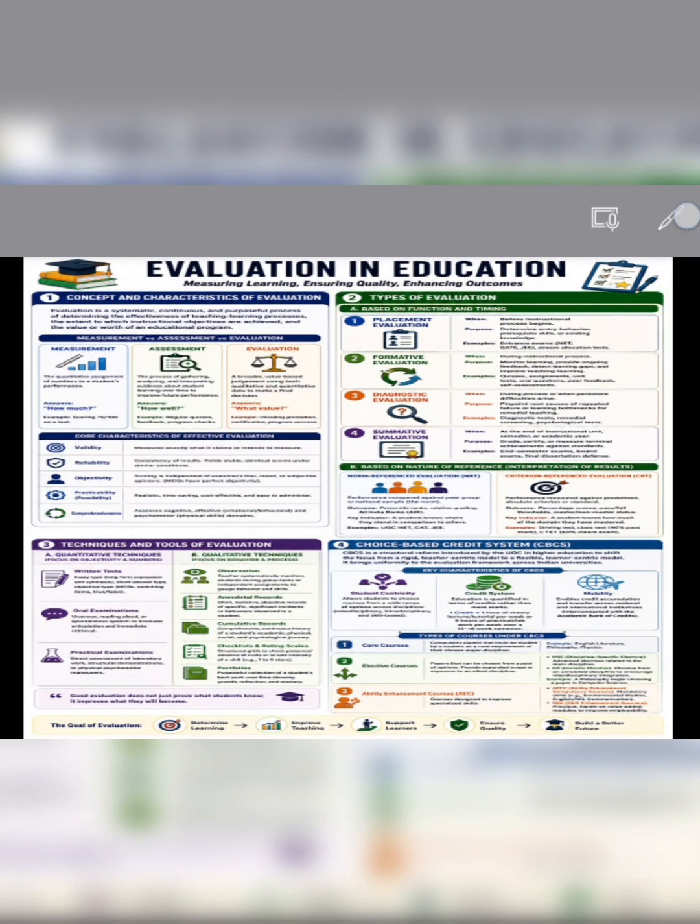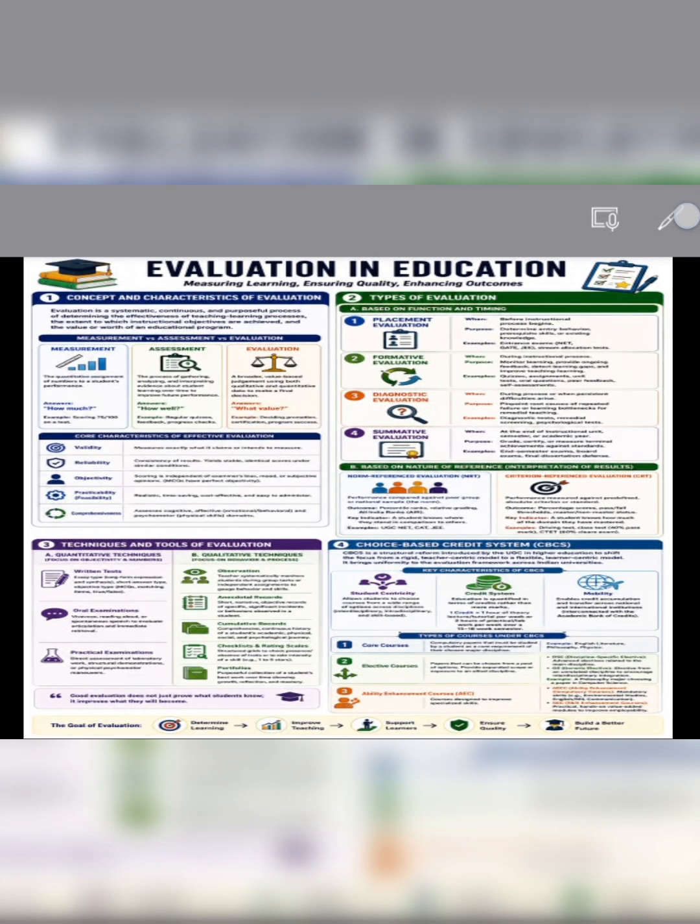Criterion reference test (CRT), where performance is evaluated against a predetermined absolute criterion or set standard of mastery. Key indicator: a student learns how much of the domain they have mastered regardless of how others perform. Examples: a driving test, a school pass mark of 40%, or eligibility benchmarks like CTET.